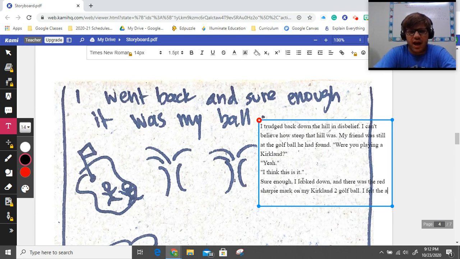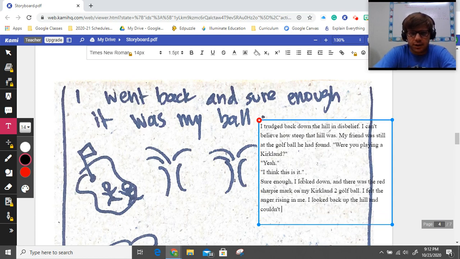I felt the anger rising in me. I looked back up the hill and couldn't believe that my ball rolled back 80 yards. And I would maybe keep going. I'm not going to go too much longer on this lesson because I think you get the point.